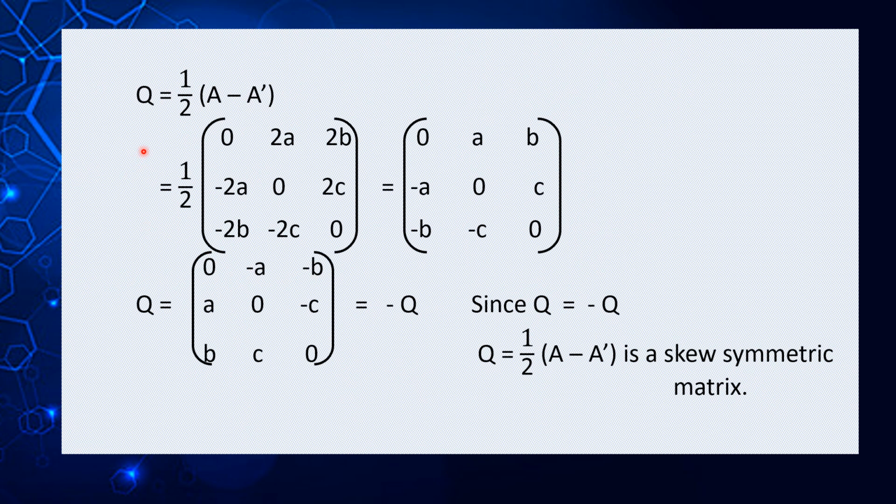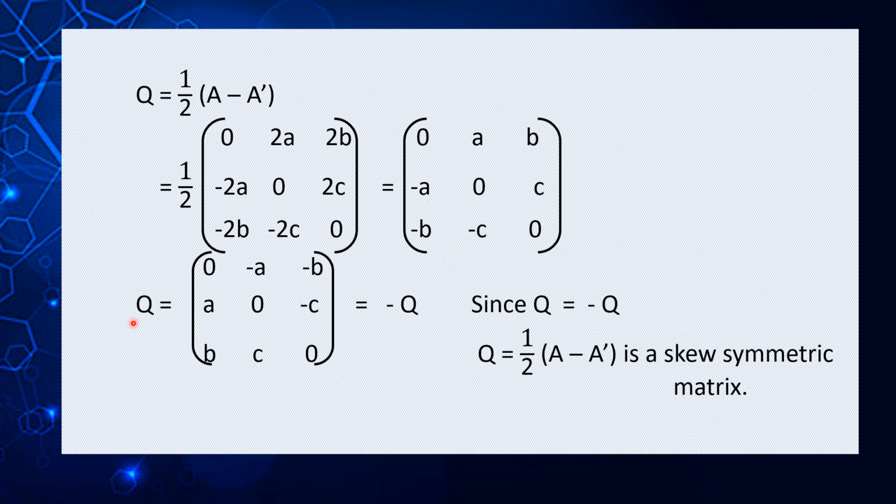Now consider Q is equal to half of A minus A transpose. It would be equal to half of 0, 2A, 2B, minus 2A, 0, 2C, minus 2B, minus 2C, 0, which is equal to 0, A, B, minus A, 0, C, minus B, minus C, 0. So that is the value of Q.